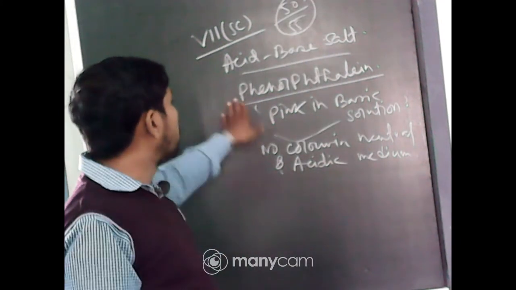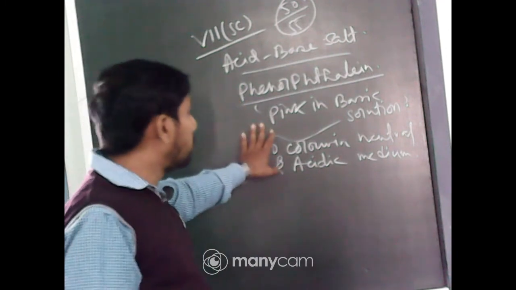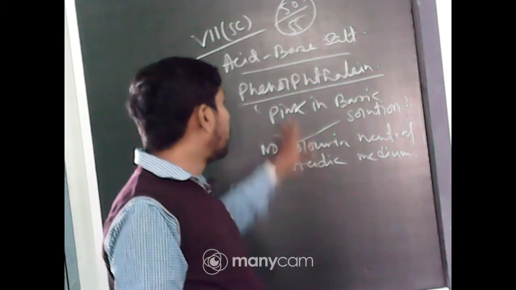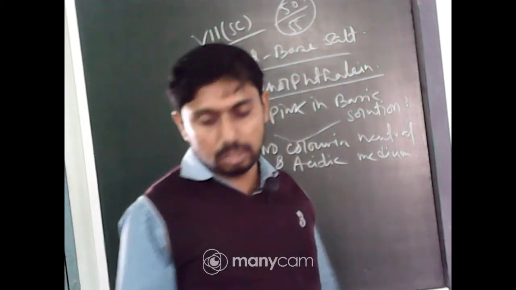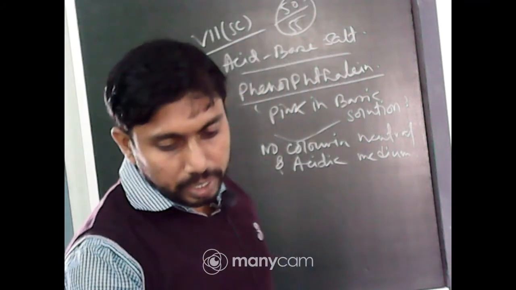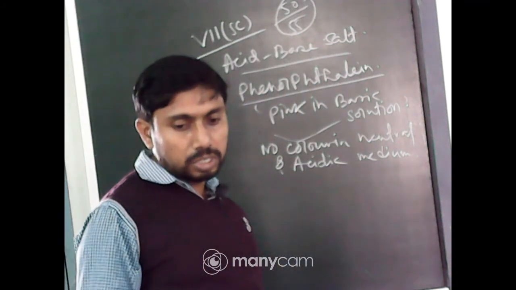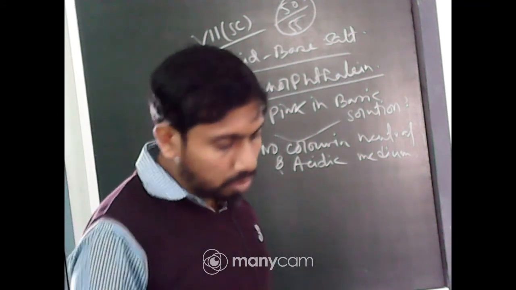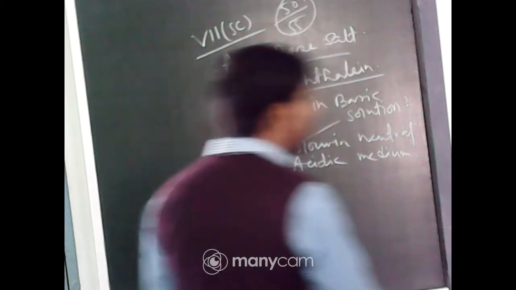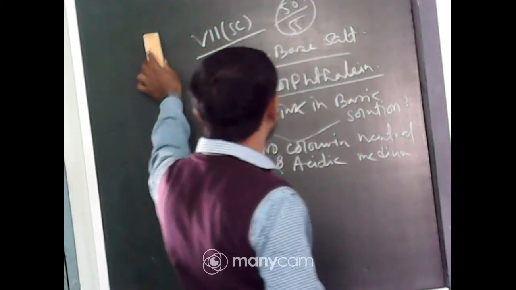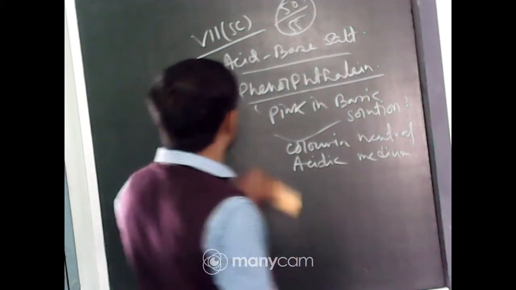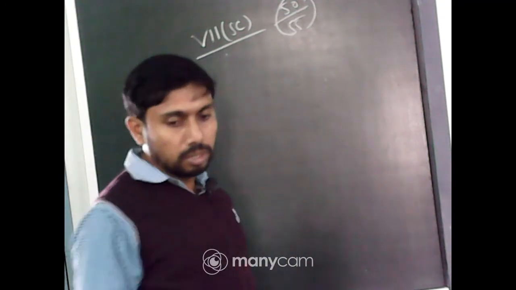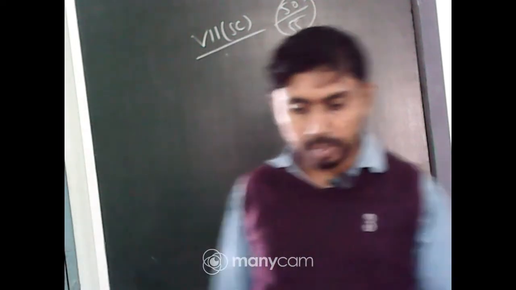Write it down, phenolphthalein is an indicator, it is pink in basic solution and no color in neutral and acidic medium. Now, how many questions will be there? Total 55 questions and you have to answer only 50 out of that. Have you noted down that phenolphthalein is an indicator?